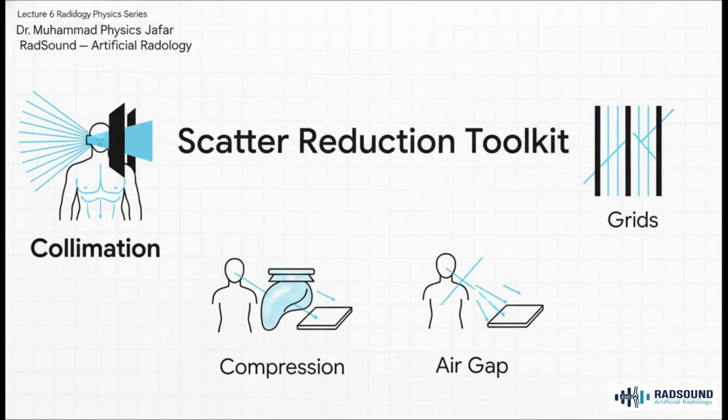Okay, to fight that contrast-killing fog from scatter, we've got this whole toolkit. Grids, air gaps, compression. They're all great, but I want you to look at that first bullet point. Collimation. Simply tightening your beam to only the area you need to see is the single most effective thing you can do, period, to reduce both scatter and patient dose. Always, always start with tight collimation.